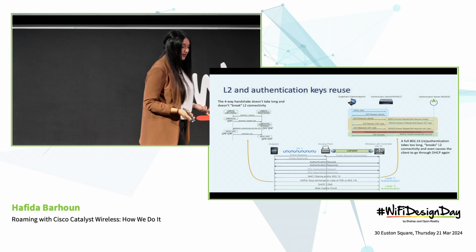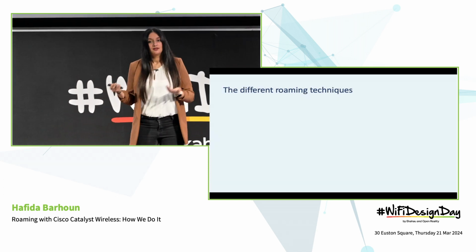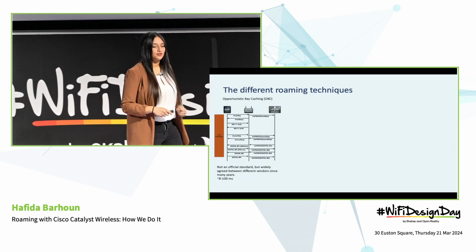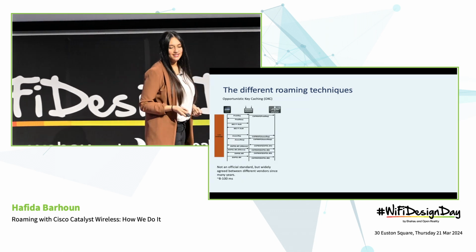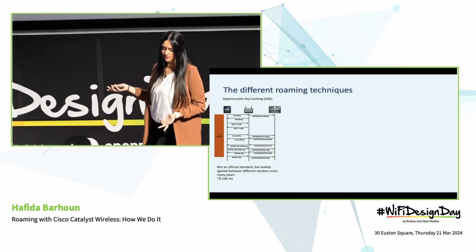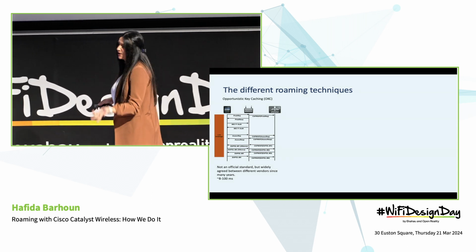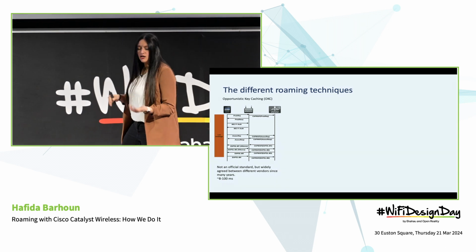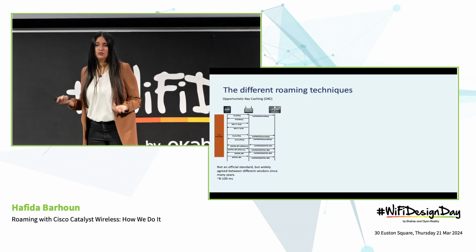And how we do that? We do that with different roaming techniques. So first of all, quickly, we're going to see an overview of the different techniques. We had OKC, Opportunistic Key Caching, introduced by Microsoft, that allow us to replay only the four-way handshake, but not the 802.1x authentication.